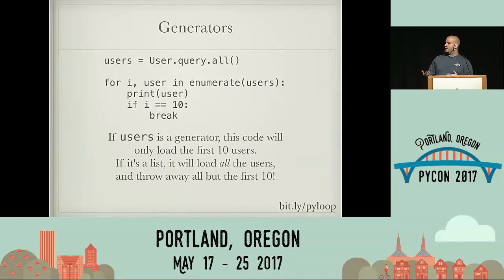Similarly, if you have a database query, you can make sure that you only use the items from the database that you're actually going to process. In this case, the code will only load the first 10 users if you've got lazy database queries, if you're using generators. If you were to turn that into a Python list, it would try to load every user in the database, even though you're only using the first 10.